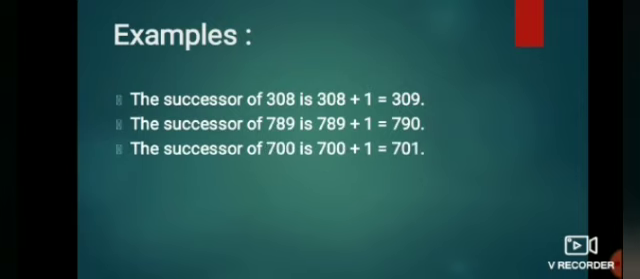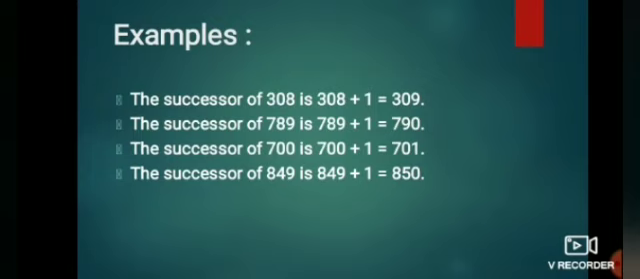Next, the successor of 700 is, add 1 to the given number. So 700 plus 1 equal to 701. So the successor of 700 is 701. Next example, the successor of 849 is, just add 1 to the given number. So 849 plus 1 equal to 850. So the successor of 849 is 850.